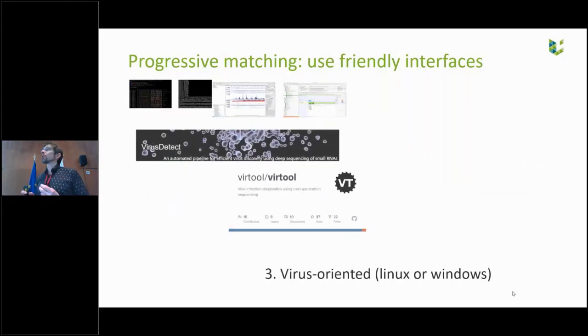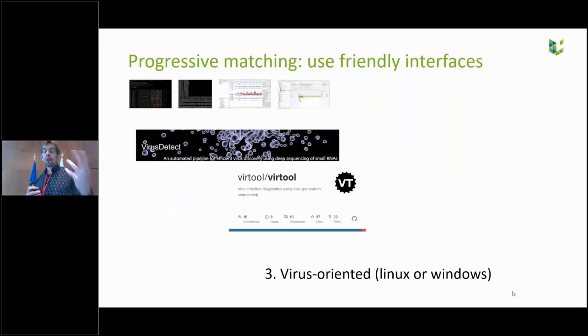There is a third evolution in the interface, which is virus-oriented. A lot of colleagues develop, and here I have an example only for viruses, a fully embedded pipeline that you can install on your computer or on a cluster, and you just run it. It's designed to detect viruses, but you still have to have a bit of informatic knowledge to install it.